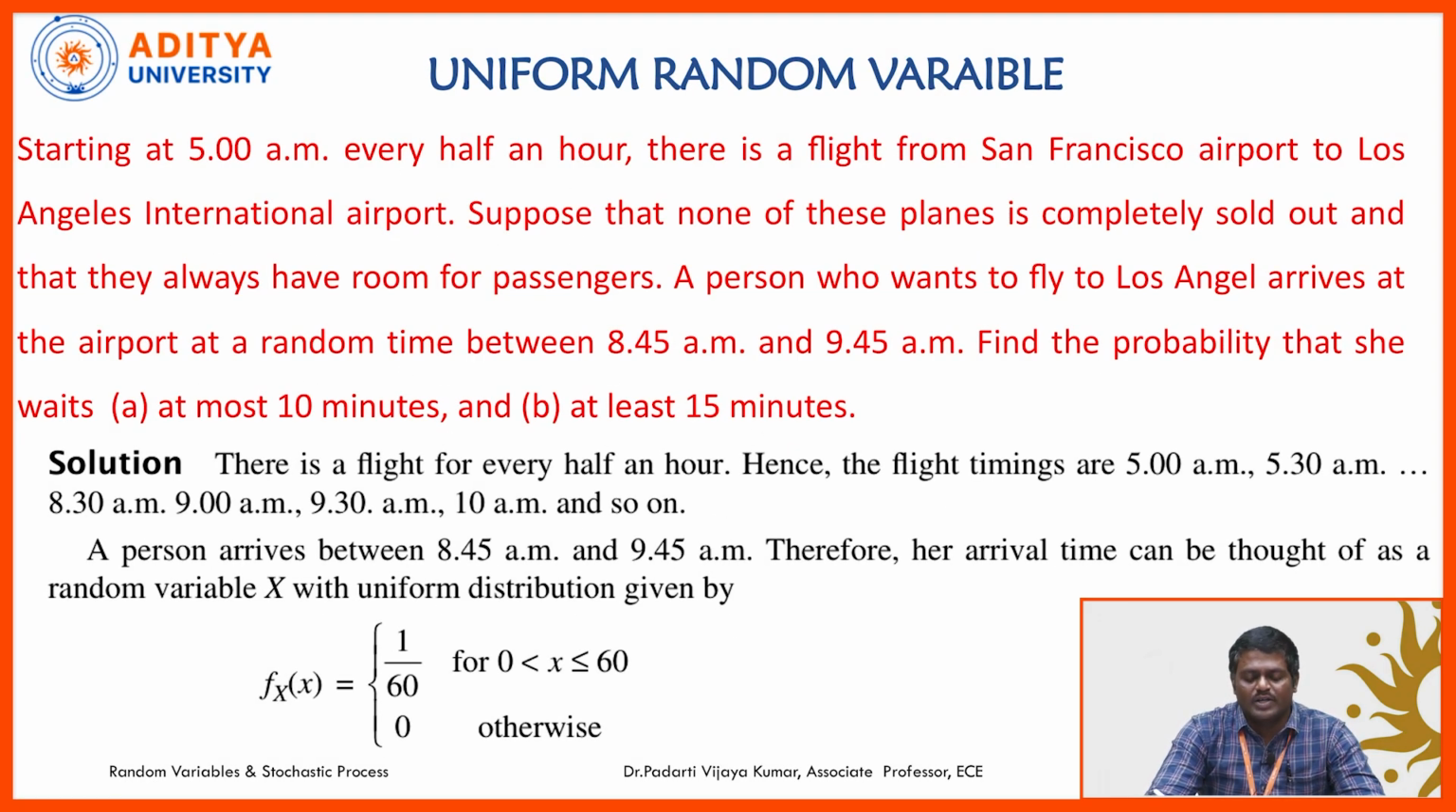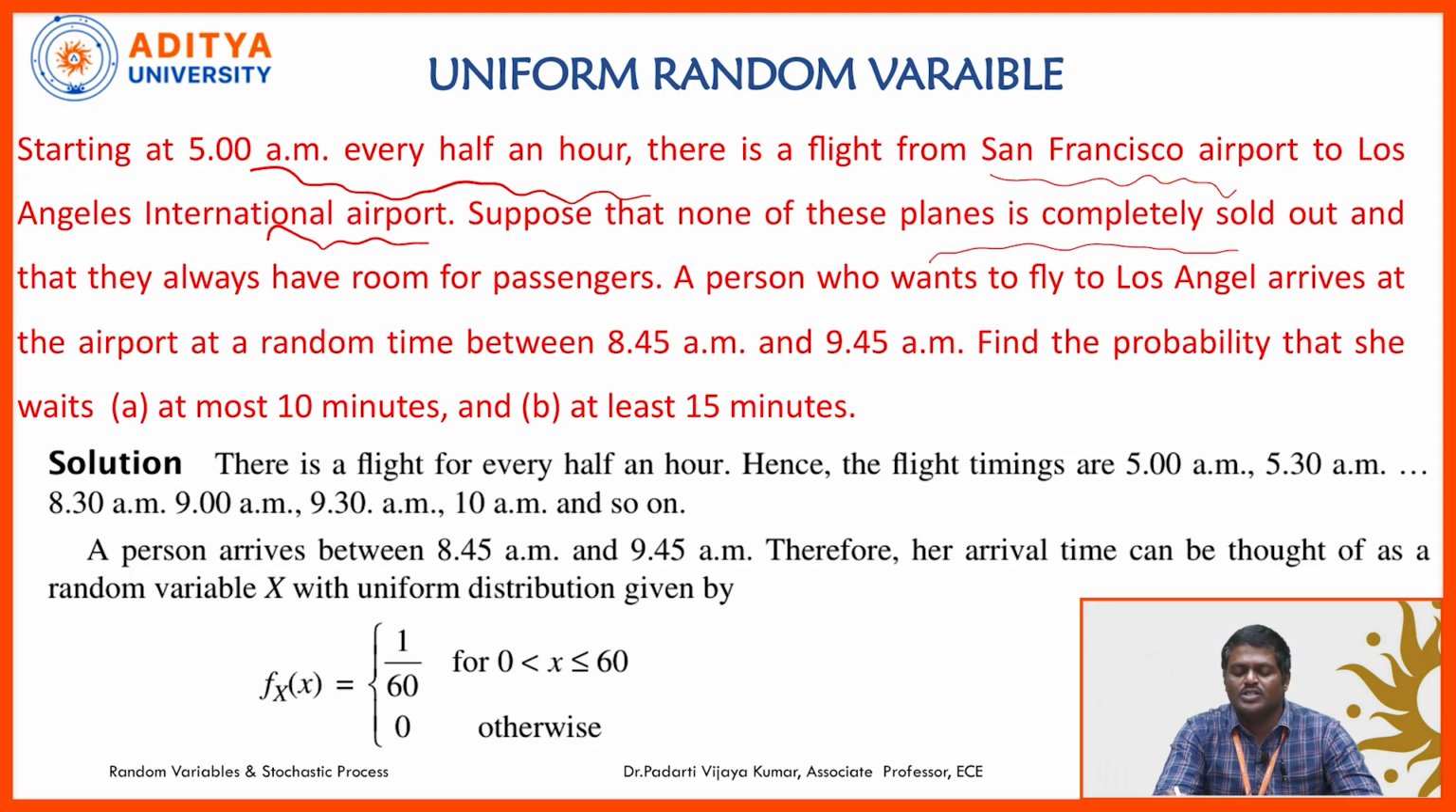Okay. Let us take one real time example for uniform random variable. Starting at 5 a.m., for every half an hour, there is a flight from San Francisco airport to the Los Angeles airport. Suppose none of these planes is completely sold out and they always have room for passengers, and a person wants to fly to Los Angeles, arriving at the airport at a random time between 8:45 to 9:45.